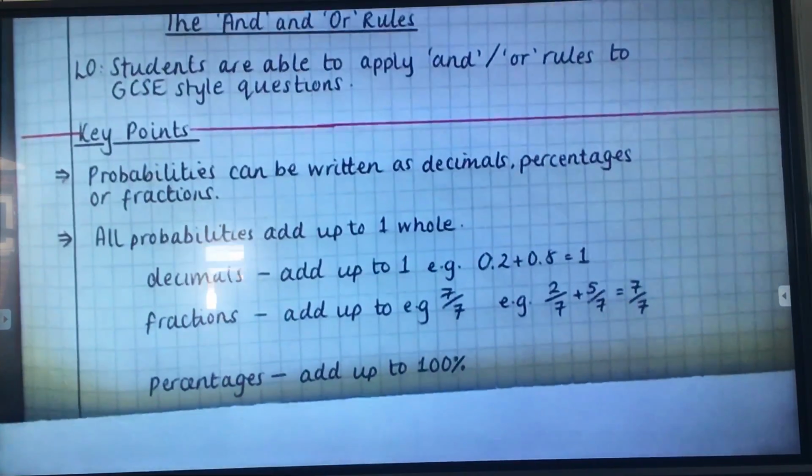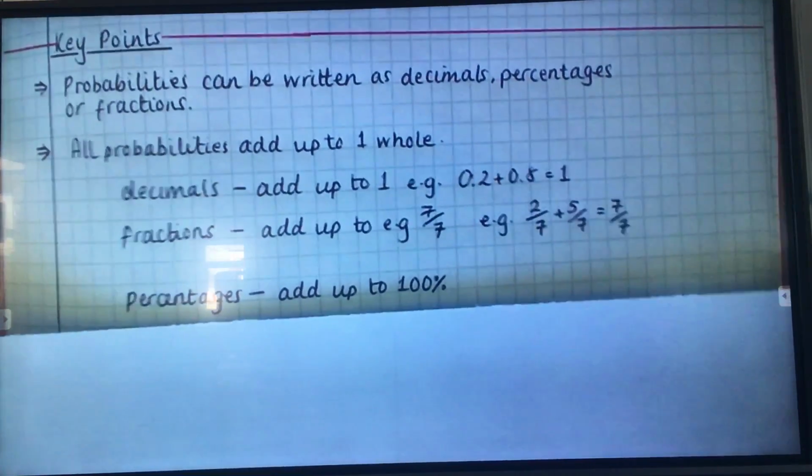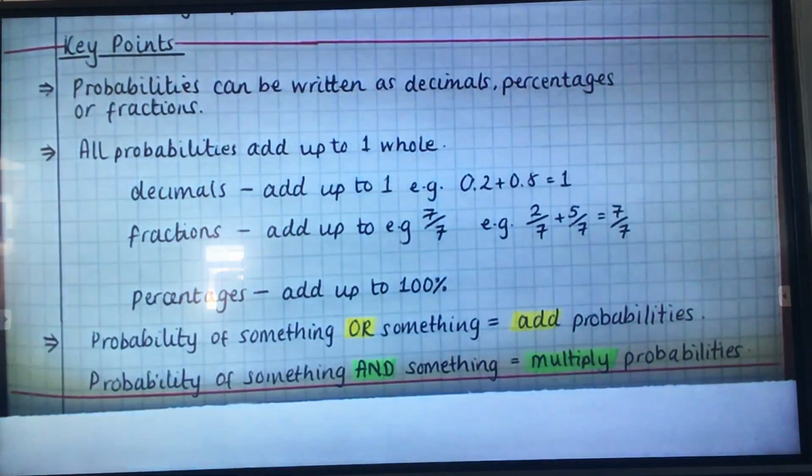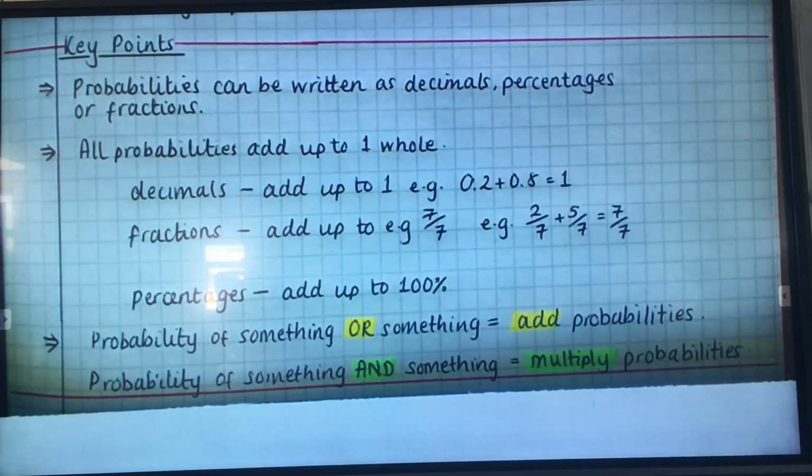Final key point is what the and/or rules actually are. So the probability of something or something happening, to work that out, you add the probabilities, and the probability of something and something, you have to multiply the probabilities. So give the video a pause, write down your key points, understand them before you move on to the worked example.